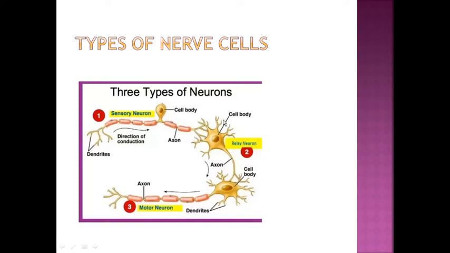And this part here is called a synapse, where the two nerves meet. When these two parts meet, when the dendrites meet from one nerve to the other, this is called a synapse.